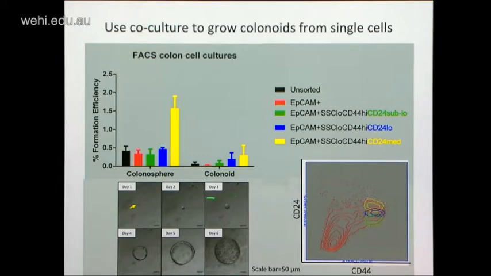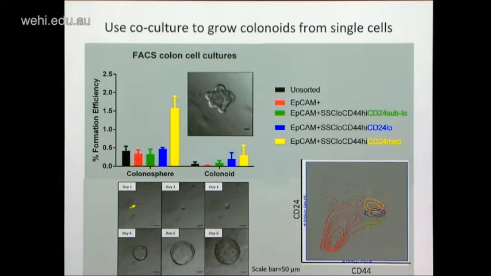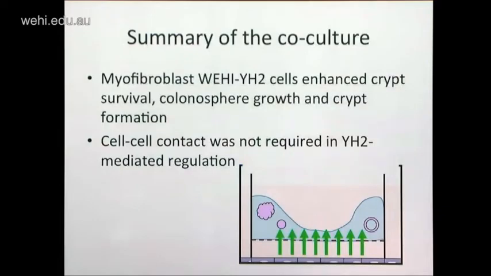And here's an example of how the cell grow into a colonosphere. And in this culture, we also observe colonoid formation. So here's a brief summary of the co-culture. Myofibroblast WEHI cells enhance crypt survival, colonosphere growth, and crypt formation in the co-culture. And since the setup we use is transwell setup, there's no cell-cell contact between the myofibroblast and the colon crypts. So we conclude that cell-cell contact was not required in the WEHI mediated regulation.